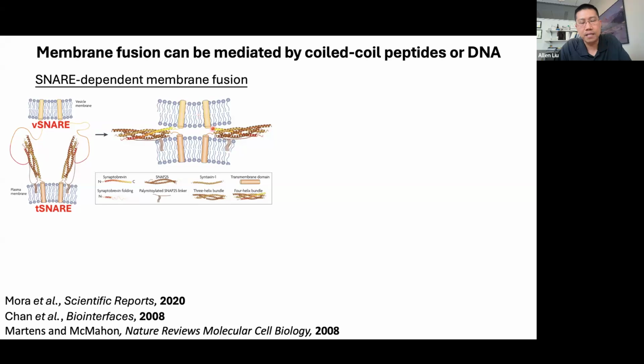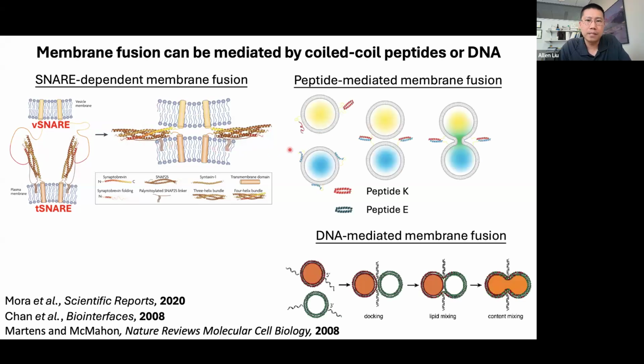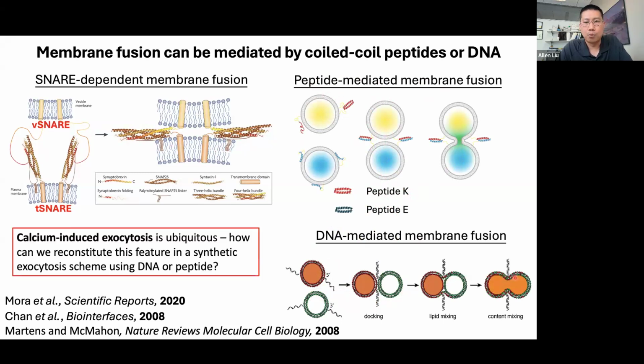At the base of it is this idea that you have these helix bundles that can bring the membranes very close together. So people have been able to imitate this by using either peptide or DNA. And so you can use this minimum peptide pair called the K and E peptides, and that can bring these two vesicles together and then allow fusion to occur. Alternatively, you can also use DNA, complementary DNA, to imitate this docking, lipid mixing, and content mixing process. But what's missing from these previous studies is the ability to be mediated by calcium.